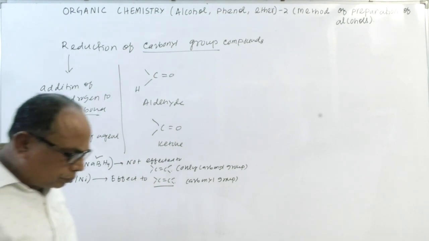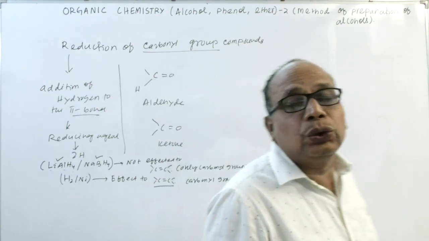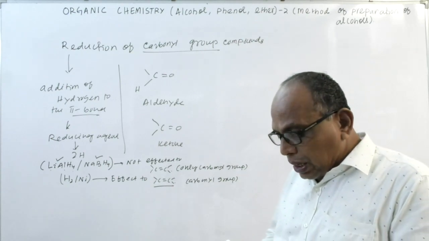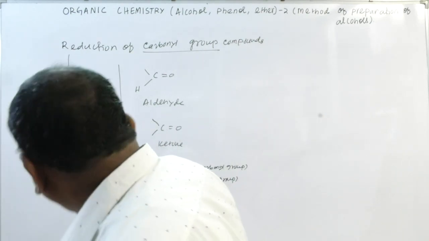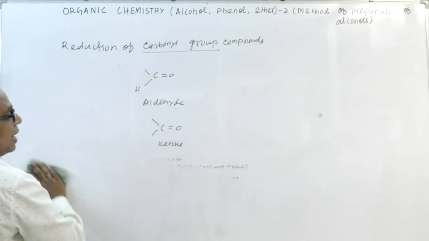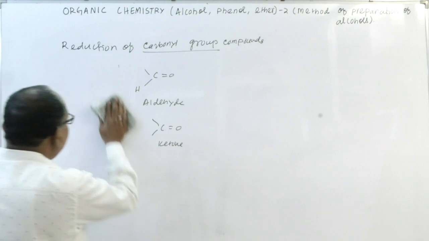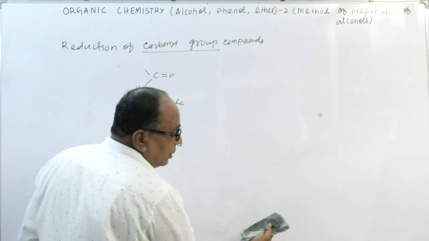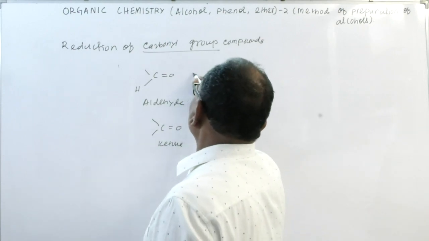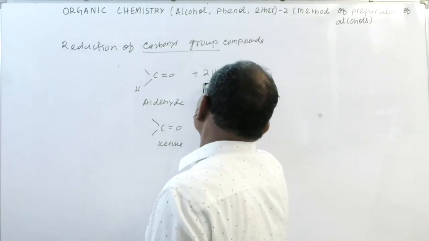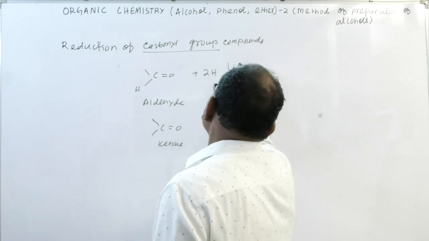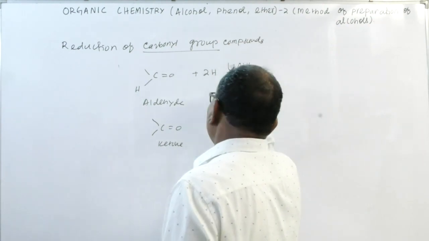So, you are choosing the reducing agent, what reducing agent you are using. Let's come to how the reduction takes place in carbonyl group compounds, aldehyde and ketone. The reducing agent provides nascent hydrogen. You are using some reducing agent, lithium aluminum hydride.